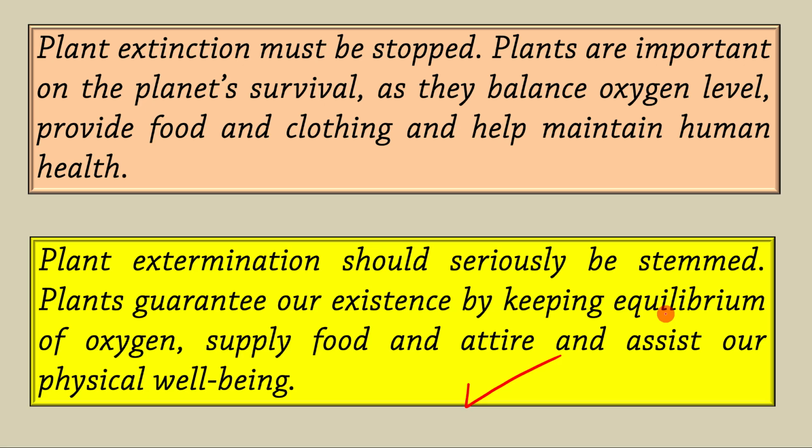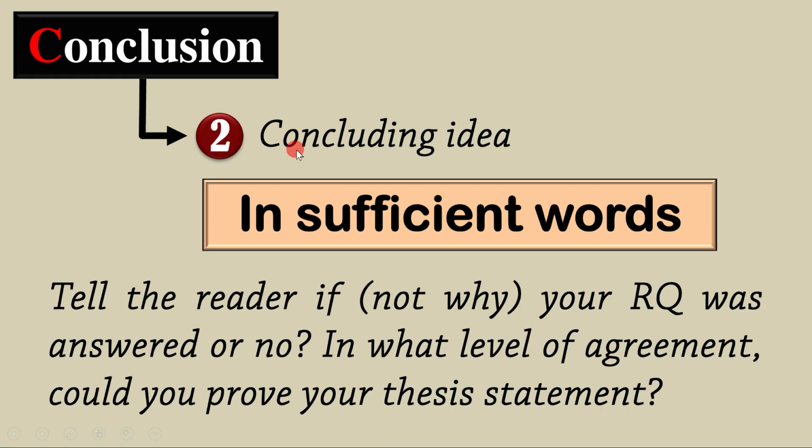Let's go to the second part. After you re-explain your thesis statement, now is the time to have a concluding idea. In sufficient words, without redundancy, tell the reader if, not why, your research question was answered or not. At what level of agreement could you prove your thesis statement? You see, we are still on track. We don't forget our research question and thesis statement.